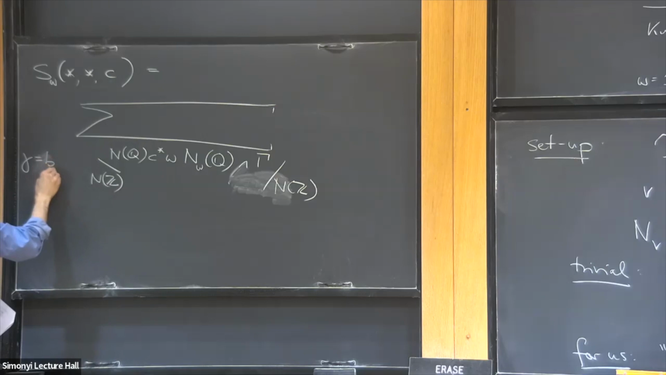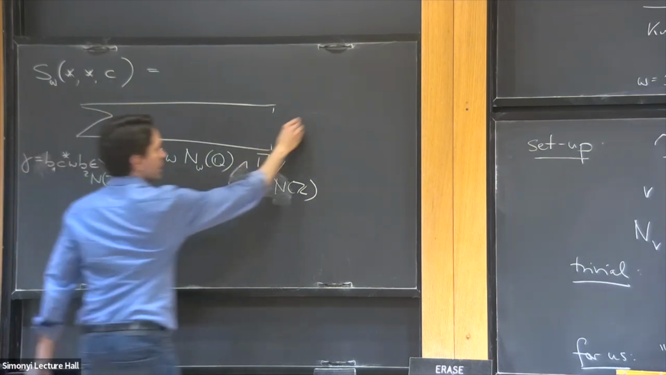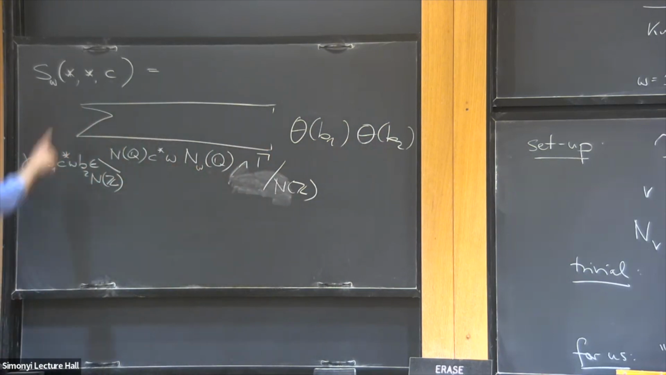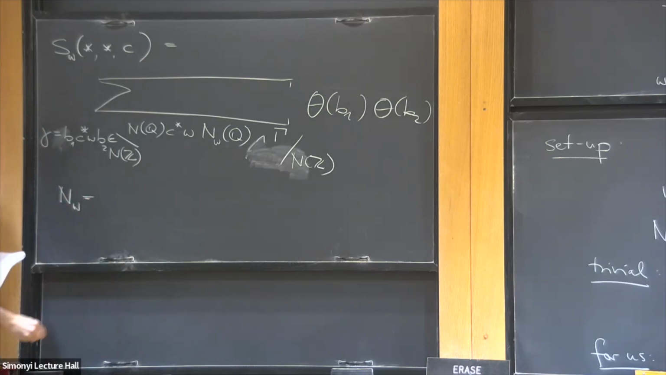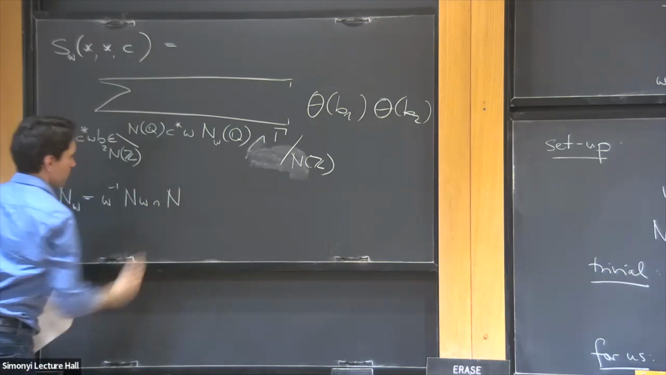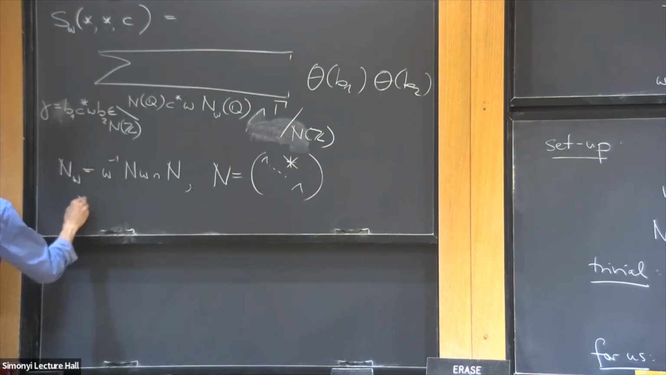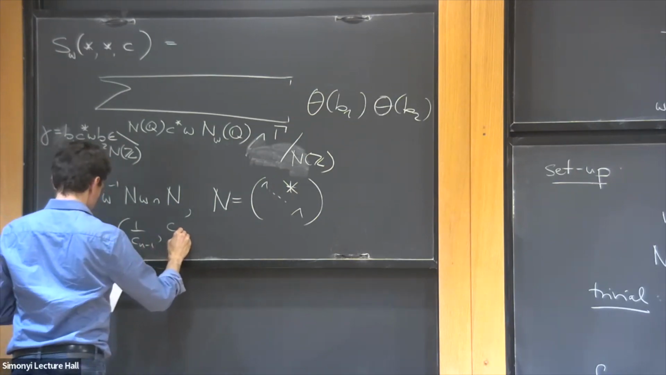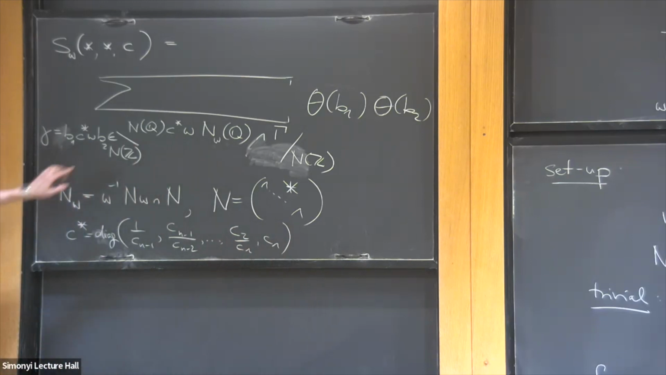And so accordingly, I write my gamma as a matrix B1, C star, W, B2 in this double quotient. And then I have two characters, one here and one here. And these characters depend on the star. And I owe you a definition of N_W. N_W is W inverse N W intersected with N. N is this. And C star is 1 over C_{n-1}, a diagonal matrix: C_{n-1} over C_{n-2}, and so on, C_2 over C_1. So an upper triangular matrix, a diagonal matrix, a Weyl element, and an upper triangular matrix.